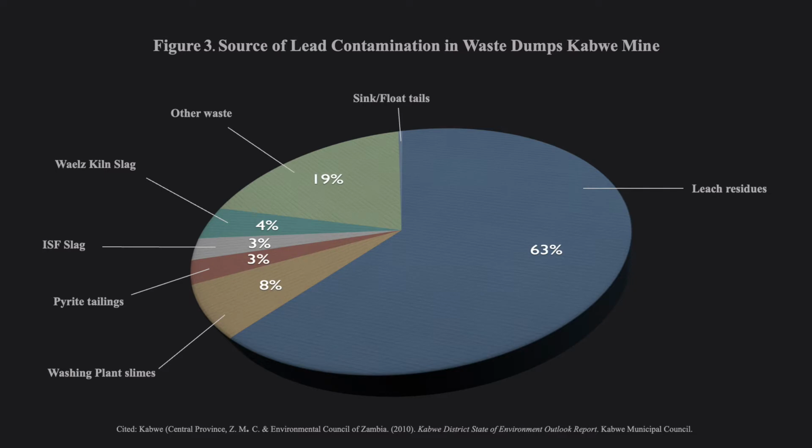The main mine waste dump occupies an area of approximately 100 hectares with a high concentration of lead. The dump is a source of lead-contaminated fugitive dust, partly responsible for contamination of soils in the areas west of the mine. As we can see, leach residues account for 63% of lead pollution, indicating it's the main source of lead contamination in the waste dump of the mine.